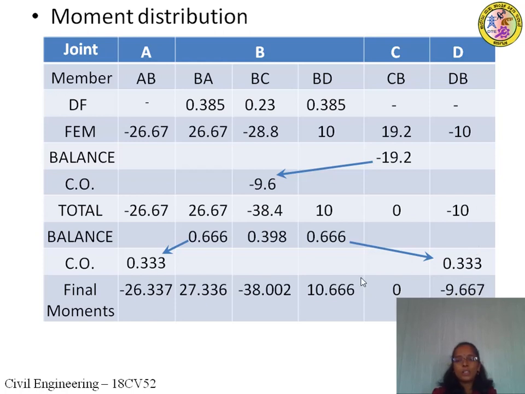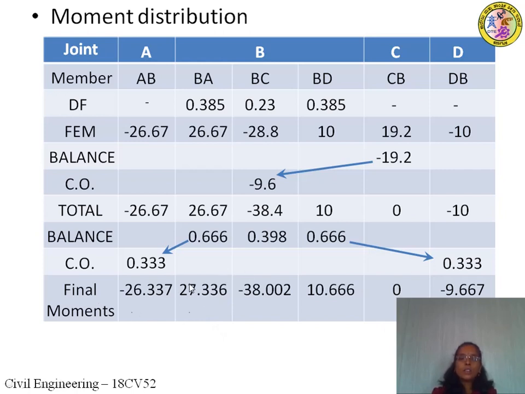So you can check whether joint B is balanced or not. You can add all the final moments at joint B, that is 27.336 minus 38.002 plus 10.666. That will be exactly equal to 0. So that means sigma MB, if you apply sigma MB at joint B, is 0. Okay, so now we have balanced joint B.